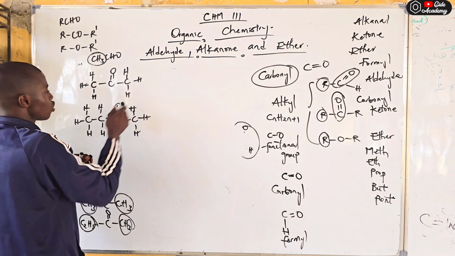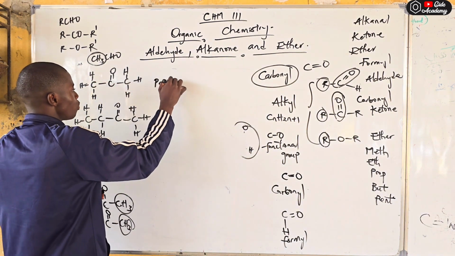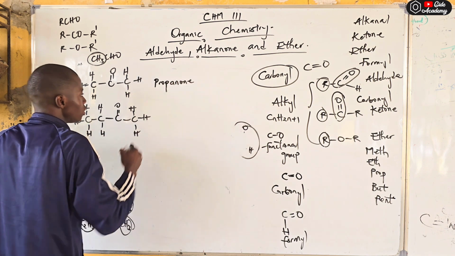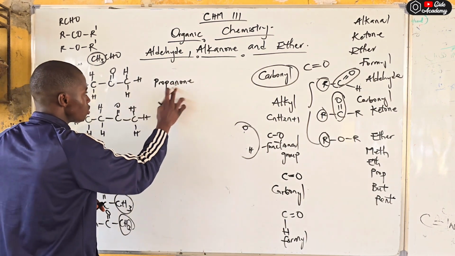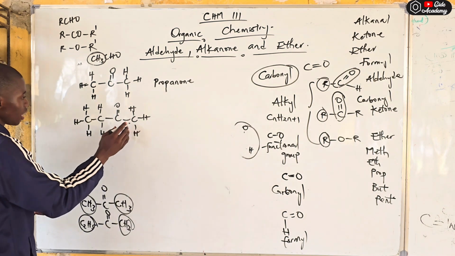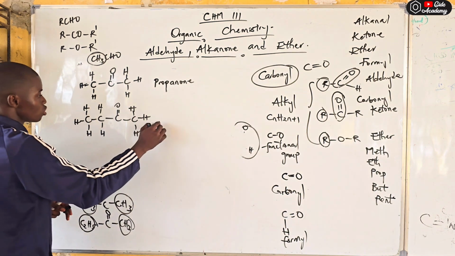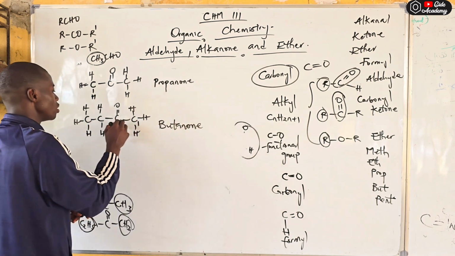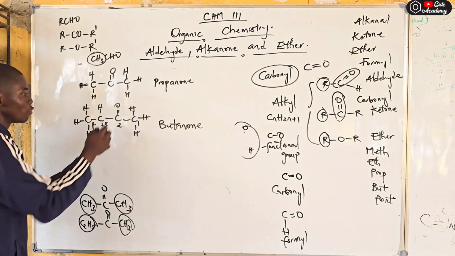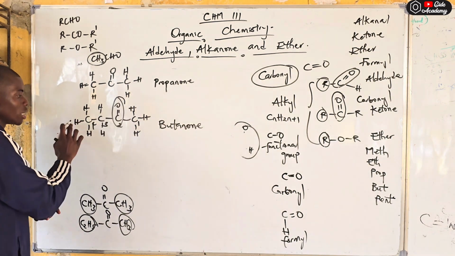The name of this structure is called propanone. Propanone, 3 carbon atoms, alkanone, ketone, propanone. This one now, how many carbon atoms do you have here? 4. So 4 is now what? Butanone. And if you must count, you are going to count from 1, 2, 3, 4, because the functional group here is closer to this carbon atom than the other one.